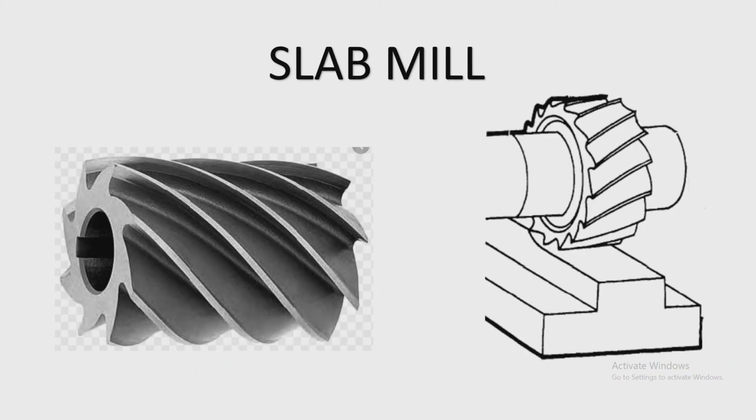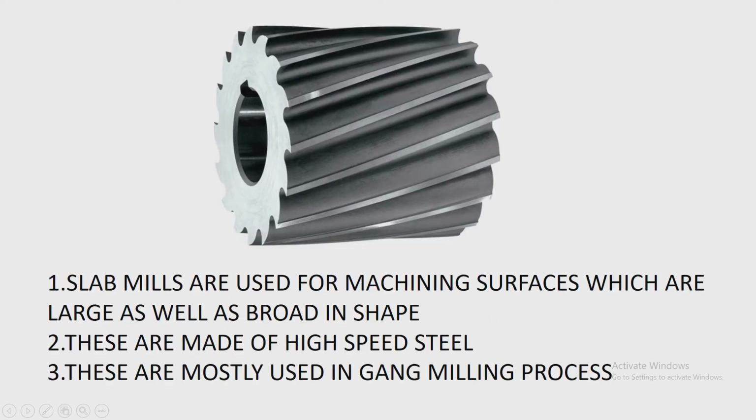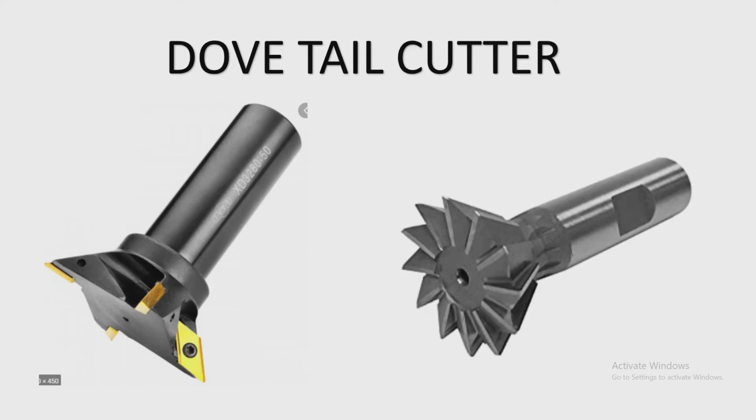Next one is the slab mill. Slab mills are used for machining surfaces which are large as well as broad in shape. These are made of high speed steel. These are mostly used in gang milling operations.